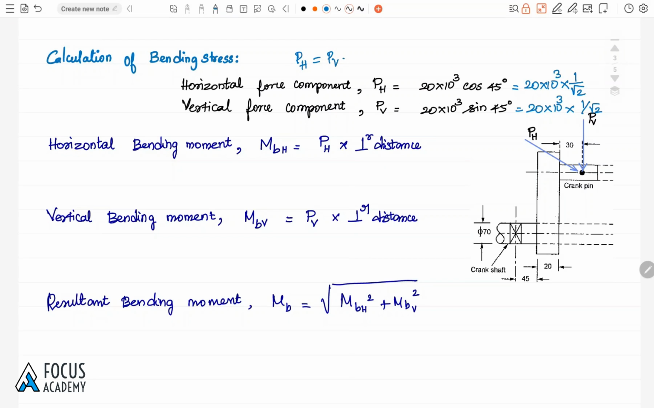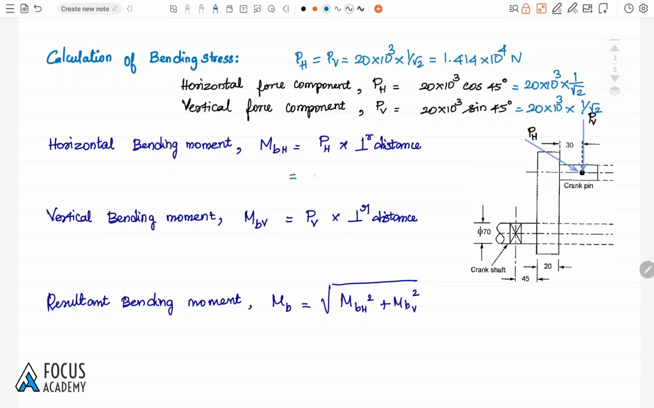Horizontal component and vertical component, which is 20 into 10 power 3. The angle is 45 degree, sin 45 and cos 45 both are equal. So the value of the horizontal and vertical component will be 1.414 into 10 power 4 Newton. So now we have calculated the horizontal component and vertical component force value, both are same. So let me calculate the bending moment created by the load.